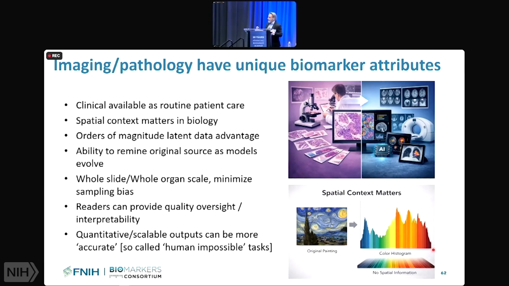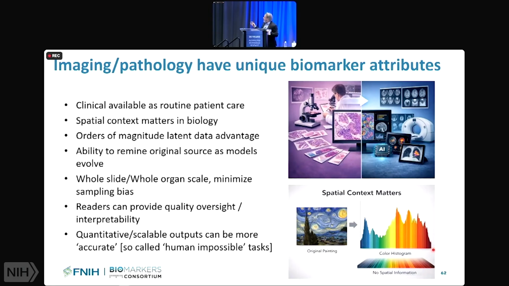We can always go back to the original imaging source. I think that's an interesting thought. As new emerging platforms are coming out, we talked about earlier plasma-based epigenomics, how you collect that data is important and it's relevant to the test. In the imaging world, there may be new models that are developed over time. We can always go back to the original images and apply those models to see whether or not they're making improvements.